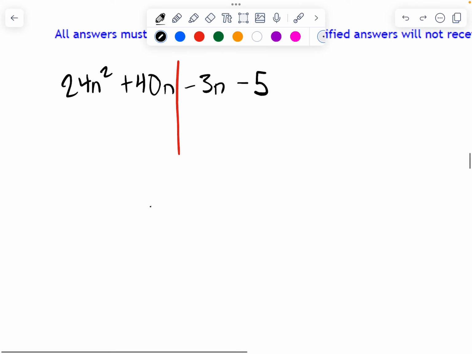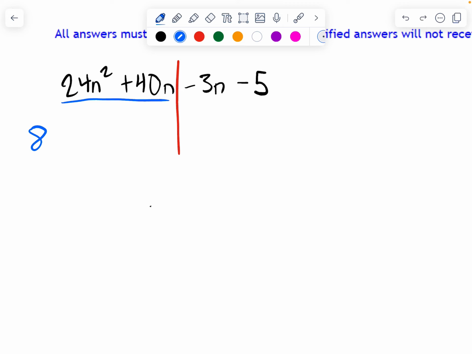Then you say, okay, look on the left side, then look at the right. Left side, we have a 24n squared and a 40n. So I say, what's the largest thing that these have in common? Well, notice 2 is the very least number they have in common, but it's not the largest. They have a 4 in common, but that's still not the largest. 8 is the largest number these have in common, because 8 goes into 24 and 8 goes into 40.